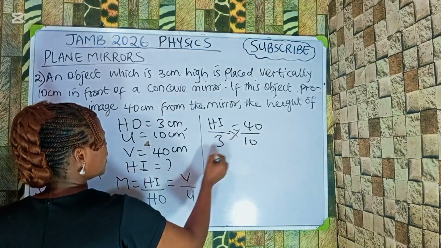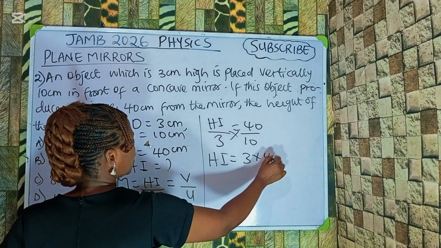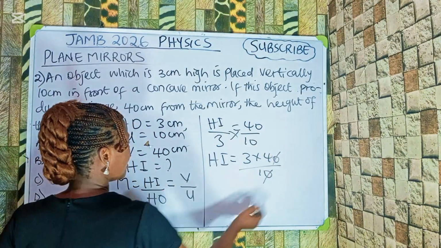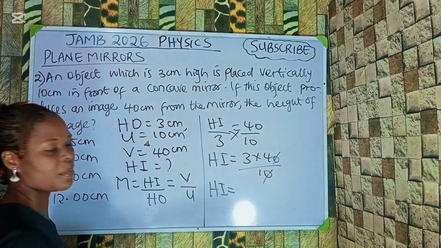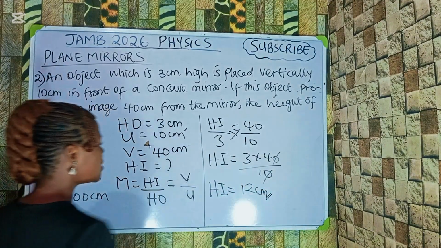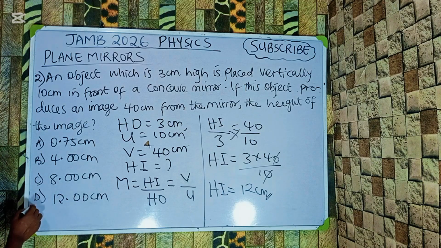So what do we have? Height of image is equal to 3 times 40 all over what? 10, right? So this cancels this. I'm going to have height of image equal to 3 multiplied by 4, which gives me 12 centimeters. You see what I just did? So you have to analyze the question, put in your formulas if it involves magnification, and get your correct answer. So from what we've done so far, the correct option to this question is option D.